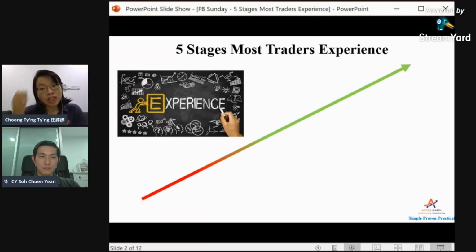Now, we have 5 stages for those traders to experience. Just guess what is the first stage. If you're able to guess, you're very good, because the definition of the stages here is in monetary terms. So if you can guess what the first stage is, you just need to type it out. Then we will see how many of you successfully guess it. What is the first stage?